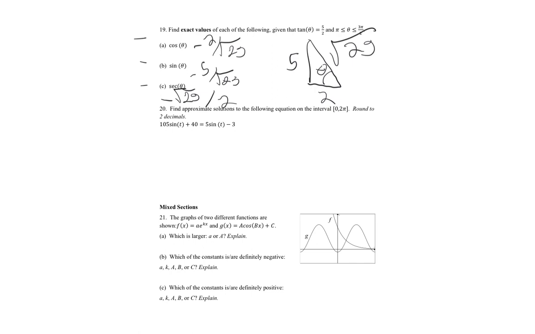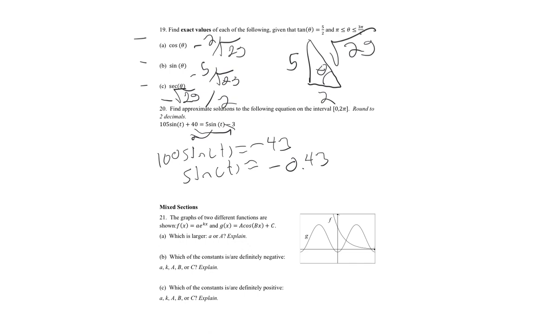So for 20, we want to find approximate solutions to the following equation on the interval from 0 to 2 pi. We'll round to 2 decimals. We start by just solving this. I'm going to move the 5 sine over and subtract 40. So I end up with 100 sine of t equals negative 43. And so I get sine of t equals negative 0.43.